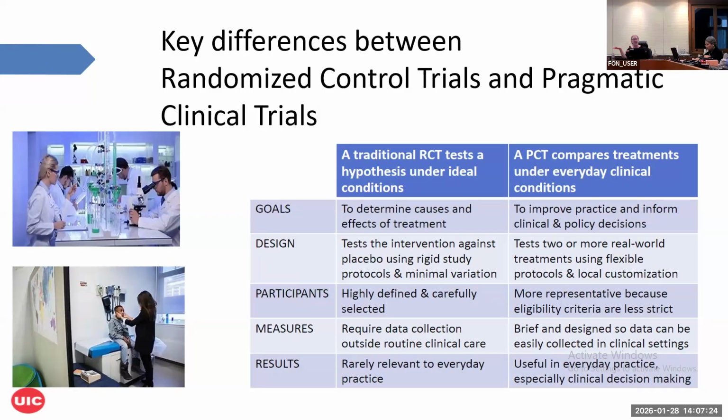Look at the pragmatic clinical trial. Criteria is less strict. Think of who comes to your clinic. It's a lot of different patients. Well, if we want to say that this intervention works in a regular clinic, we have to take everybody who comes to the clinic and not some very rigidly defined inclusion and exclusion criteria.